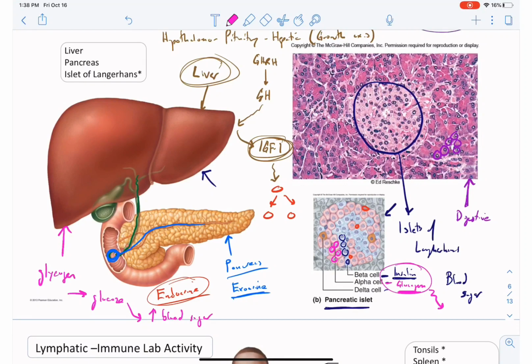So the pancreas, from an endocrine function, is involved in regulating blood sugar levels. And insulin is going to be involved in lowering blood sugar, and glucagon is going to be involved in raising blood sugar.